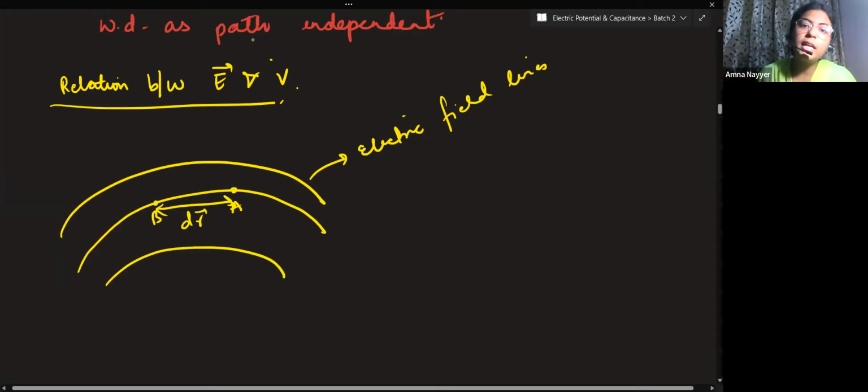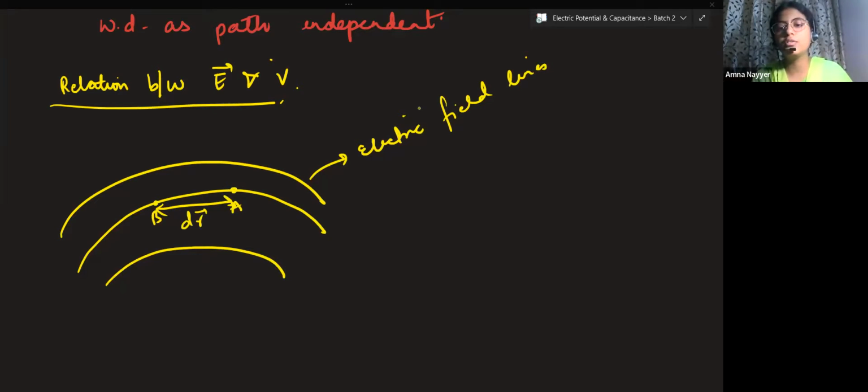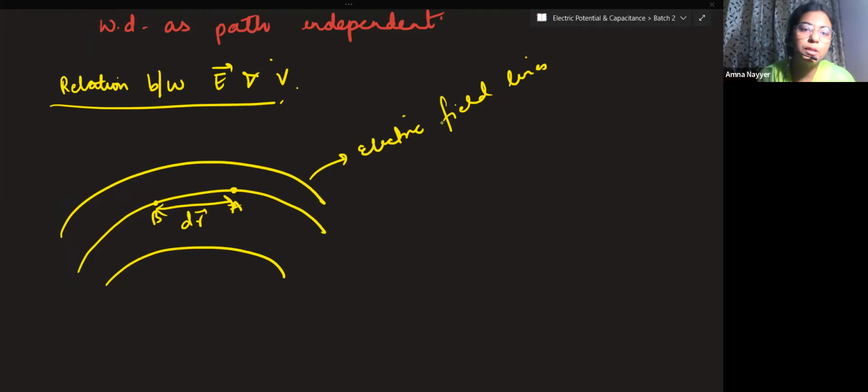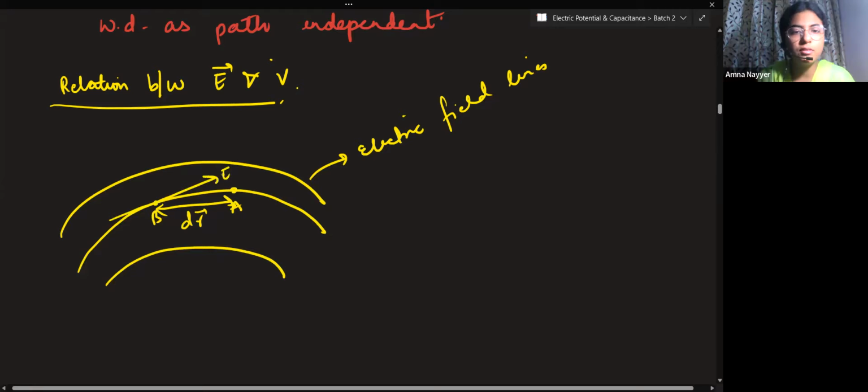And how do we get the direction of electric field on electric field lines? By the tangent. If you drop a tangent, you will get the electric field as well. Let's say the charge present is Q. I'm moving this charge Q from A point to B point. If I'm moving the charge, work done will be what? Work done is Fs, force multiplied by displacement.